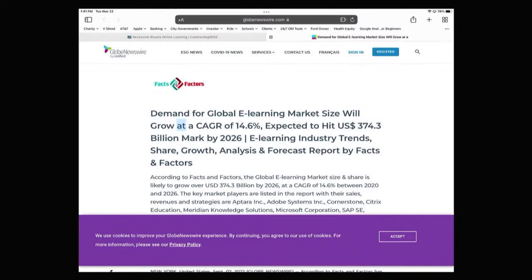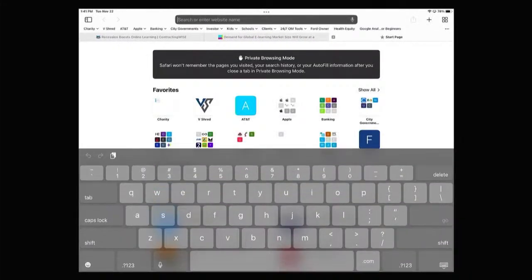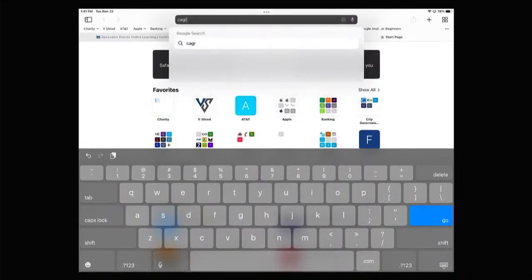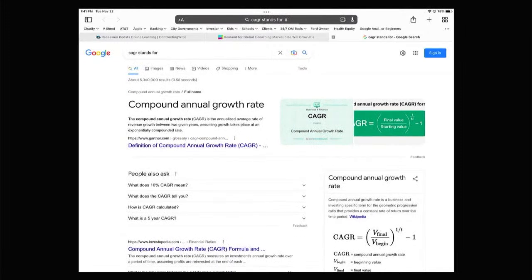I think CAGR stands for consumer annual growth rate. And to be honest, let me look that up real quick, because I forgot what it meant. I looked it up a couple weeks ago and now I forgot. Oh, compound annual growth rate. Sorry, the compound annual growth rate.